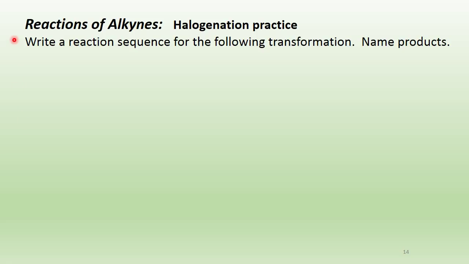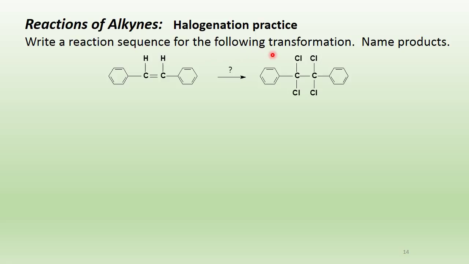It's time to get some practice with halogenation. So write a reaction sequence for the following transformation and name the products. So here we have cis-1,2-diphenylethene being transformed into 1,1,2,2-tetrachloro-1,2-diphenylethane. Quite a mouthful. Notice that the basic carbon structure is unchanged.